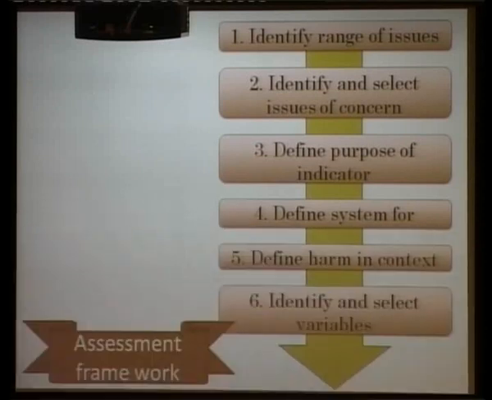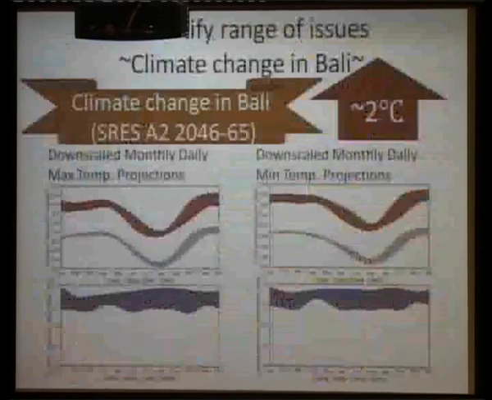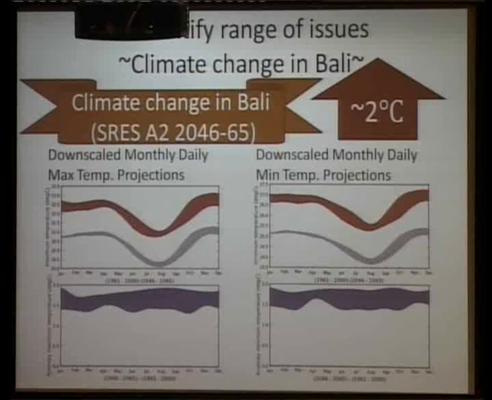So what we did is we made six steps to identify vulnerability. And we used four different methods: literature review, stakeholder and policy assessment, statistical assessment, and farmer interviews. Okay, first step, we identify the range of issues. In this case, most important is whether climate change is actually happening in Bali or not.